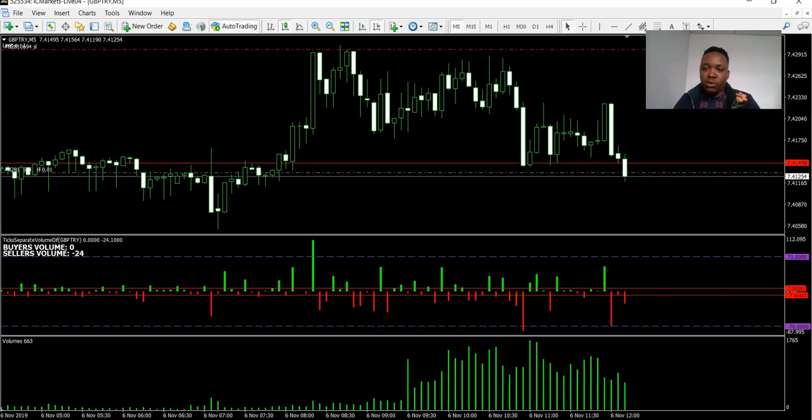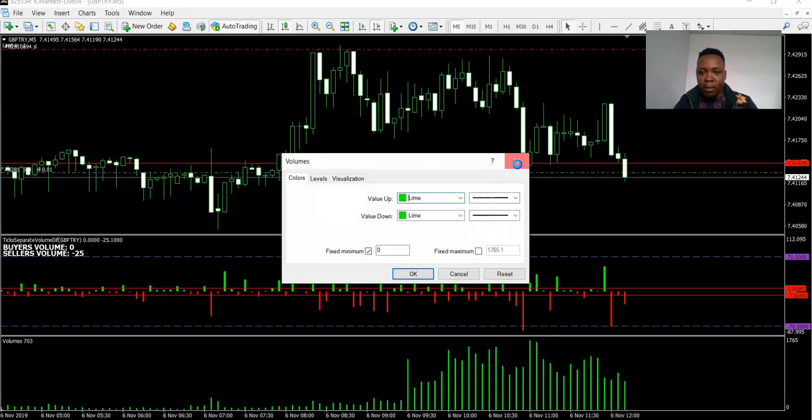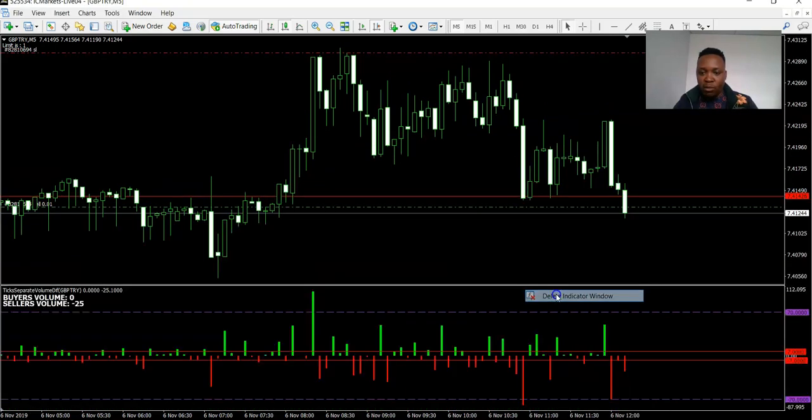So for you to identify supply and demand levels, or support and resistance levels, one and the same thing, but I like to call it supply and demand, you need to identify levels where there was a big price jump. I know I've taught about this before, but I want to take it further today by showing you with the tick volume indicator.